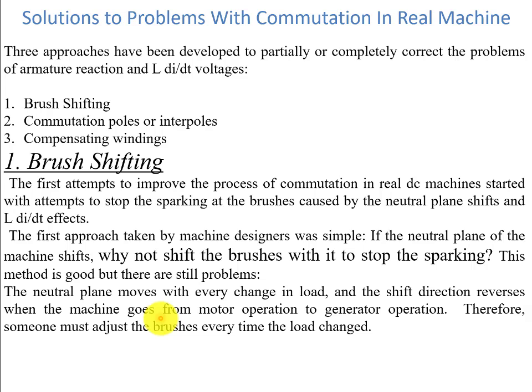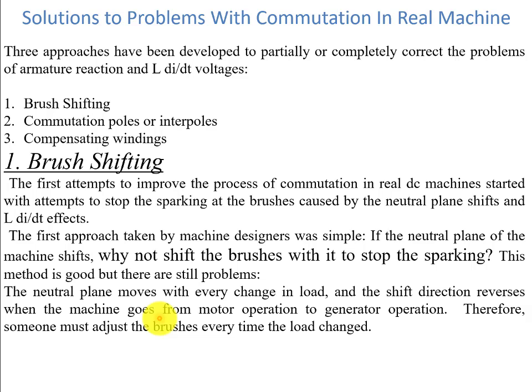Somehow we can put them in one direction permanently, and they can be used effectively as a motor, but not as a generator. If we use that machine as a generator, there will be huge sparks. So that was the issue: we cannot shift them with every load.